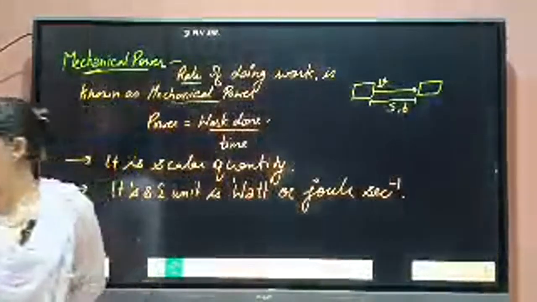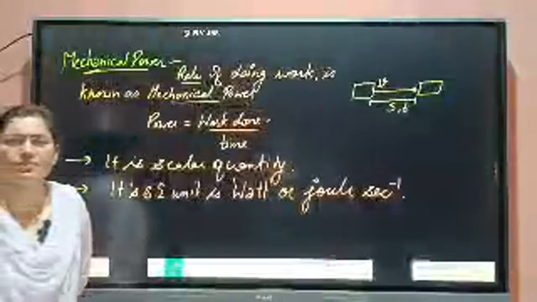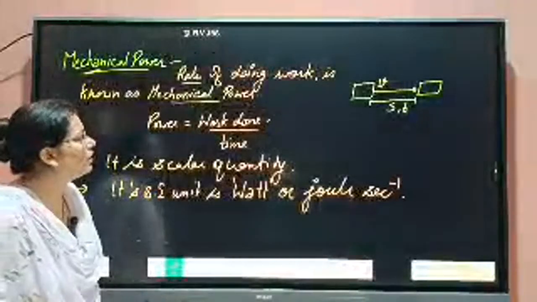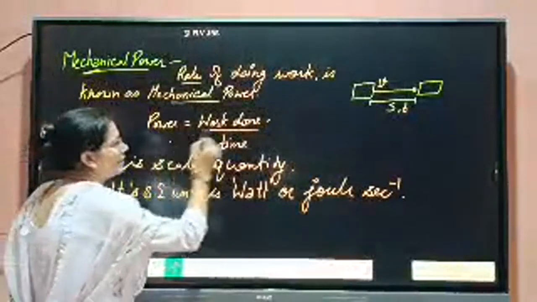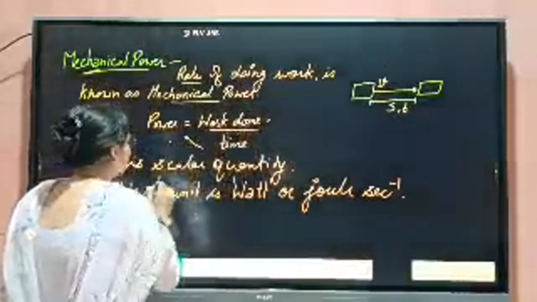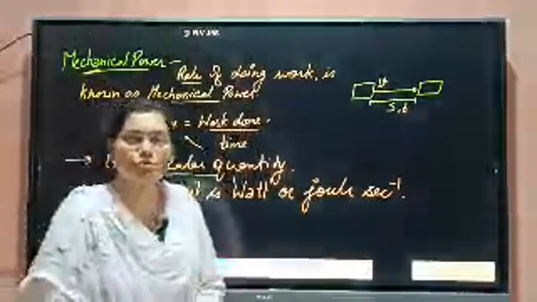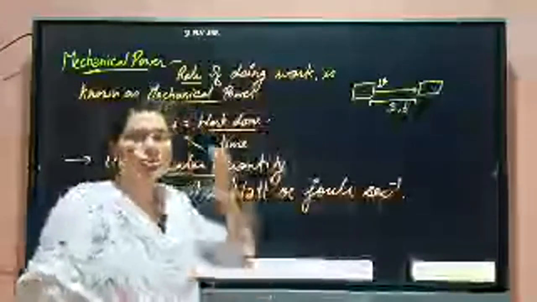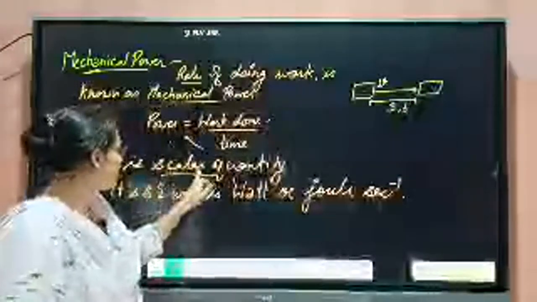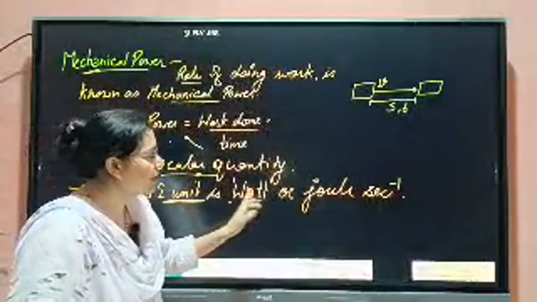If we are doing any work, then per unit time, we can call it power. So power: work done per unit time is known as power. It is a scalar quantity. We divide quantities into two parts, scalar and vector. So power is a scalar quantity. Its SI unit is watt, or joule per second.